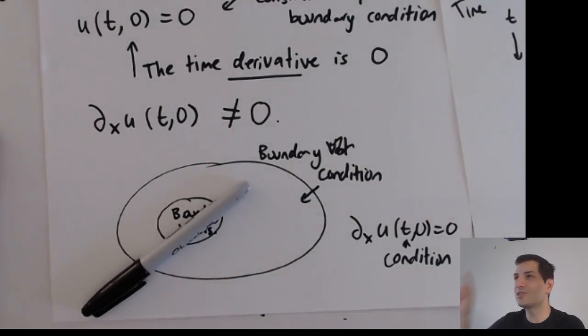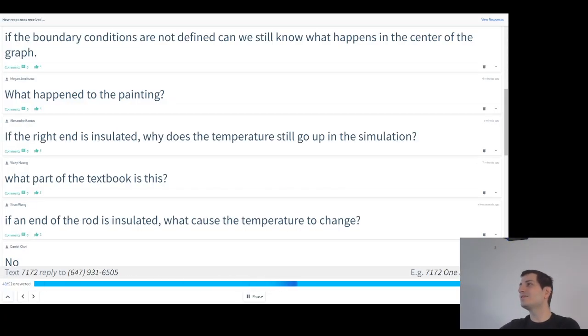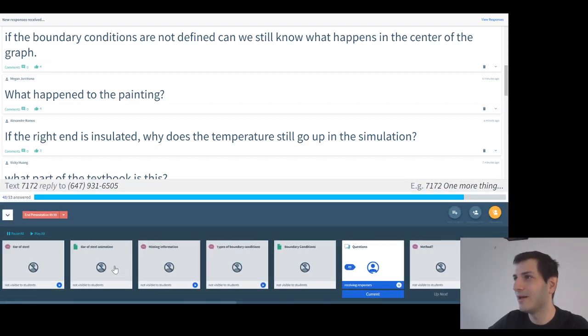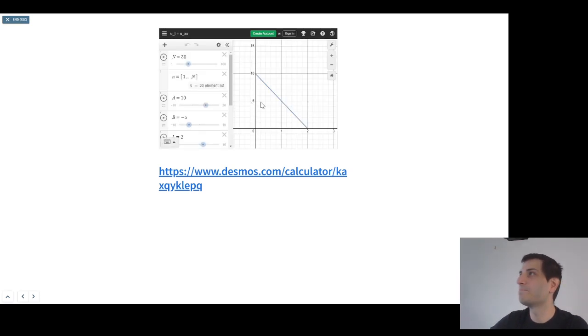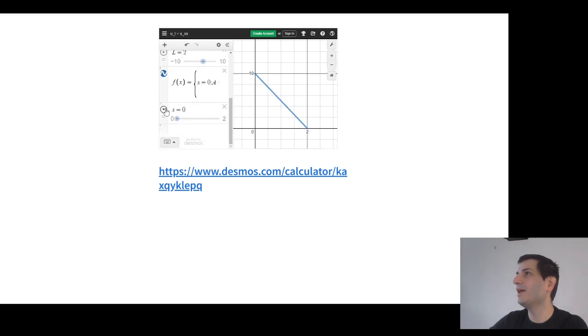This is a great question. If the right end is insulated, why does the temperature still go up in the simulation? Let's go look at the graph one more time. I think you can answer this question if you know about how heat flows. Let's hit play. Maybe somebody can write it in the chat.